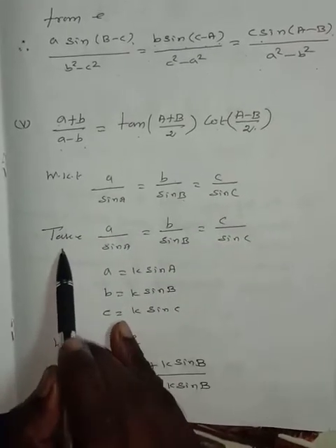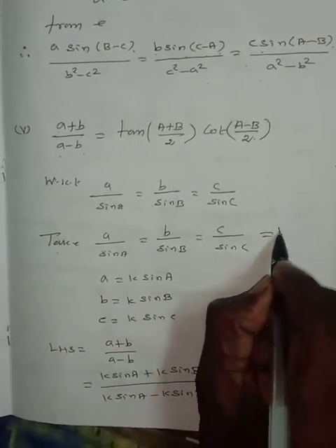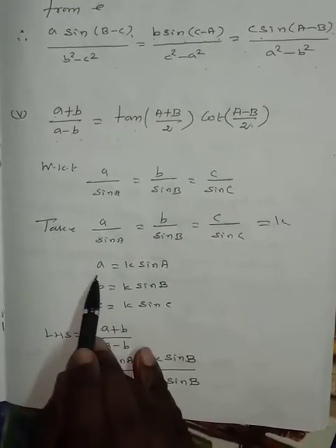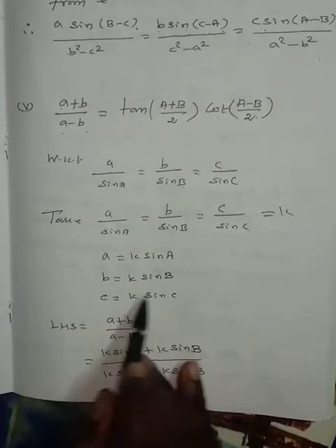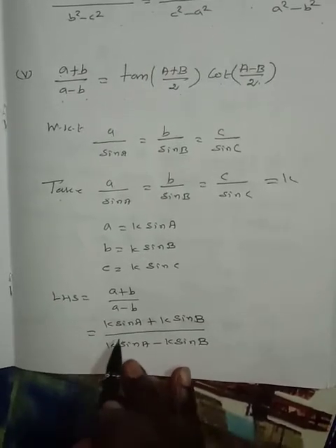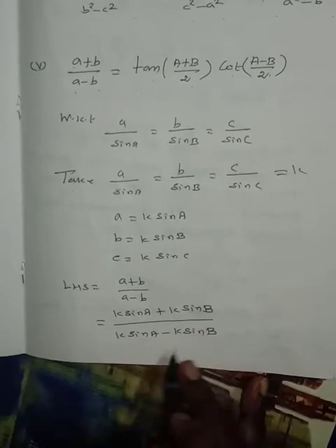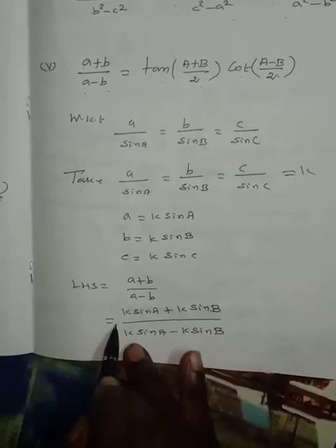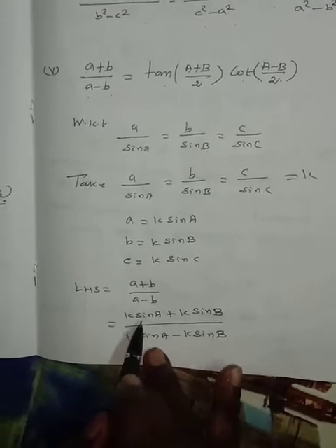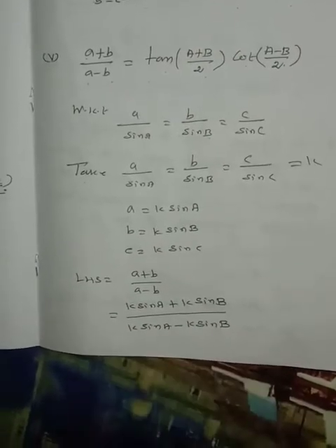Law of sines. Take each ratio equal to k. We have a = k sin A, b = k sin B, c = k sin C. LHS is (a + b)/(a - b). Apply a = k sin A, b = k sin B. We have in the numerator k sin A + k sin B, common k. Denominator k sin A - k sin B, common k.